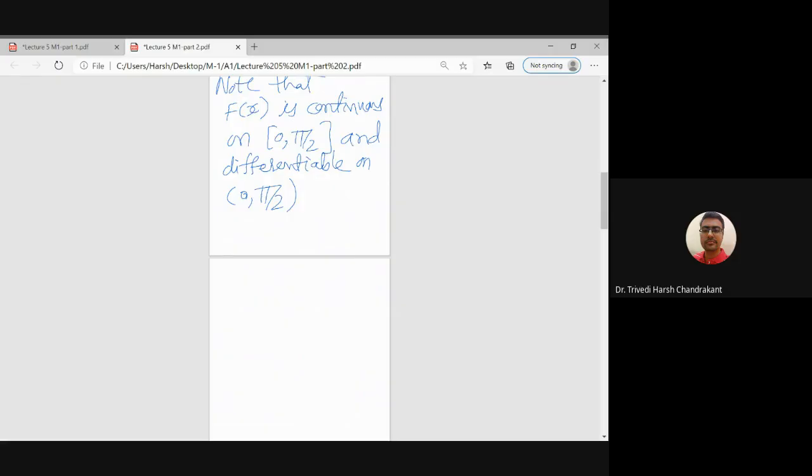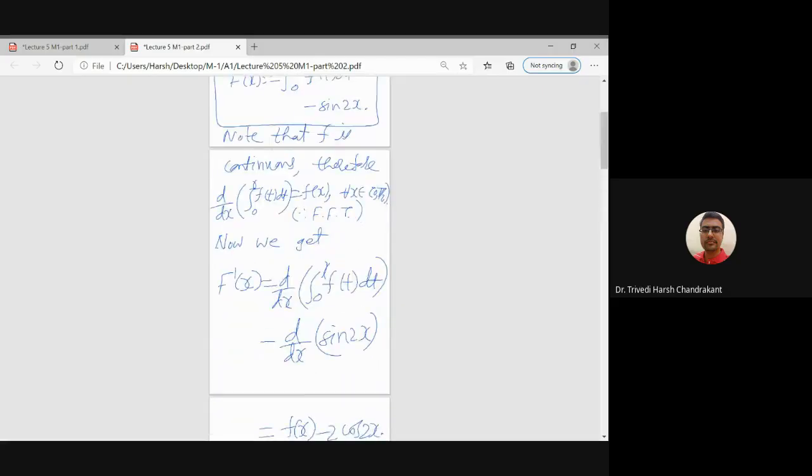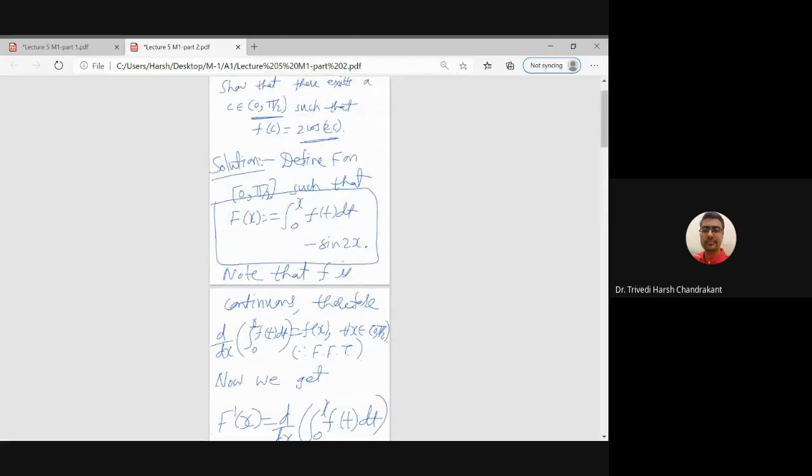So differentiable on this and, yeah, so two things we need to check. We need to check f of 0 as well as f of pi by 2. So f of 0 is 0. Is it clear? Because our function is this one. So we know that if we substitute capital F of 0, then sine 2 times 0 is 0 because sine of 0 is 0.